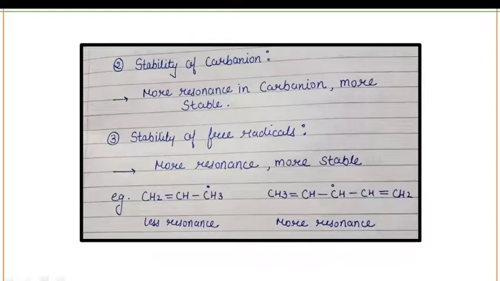As you can see here, in structure 1 there is a single double bond present and a free radical. When you draw the resonating structure for this structure, you will get a single resonating structure, or you can say you will get less resonance in this structure, while in this case there are two double bonds present. That's why there will be more resonance. So the second structure is more stable as compared to structure number 1.